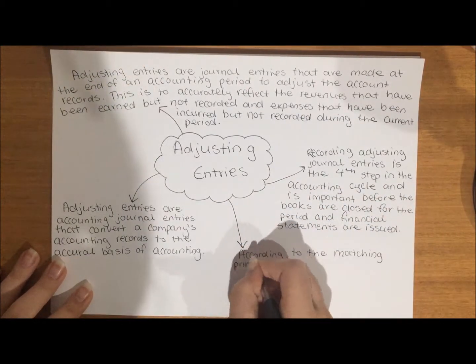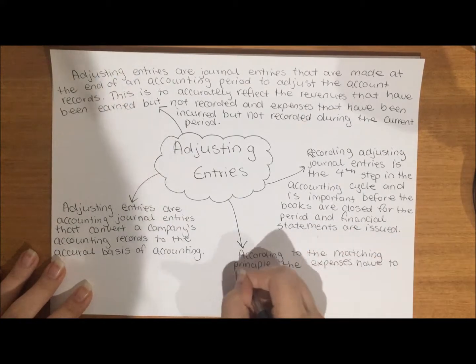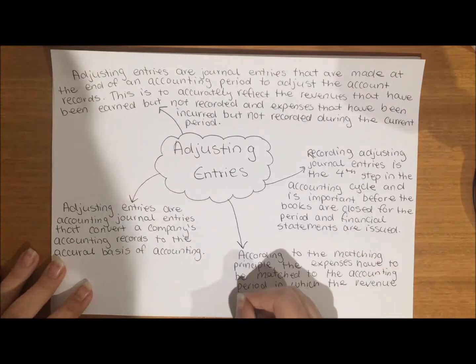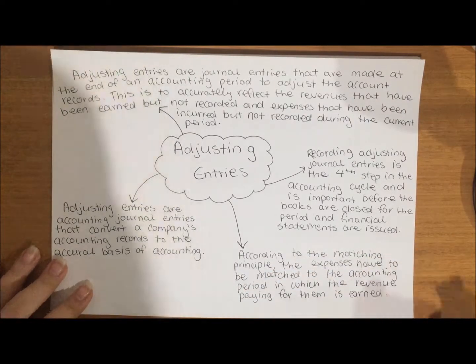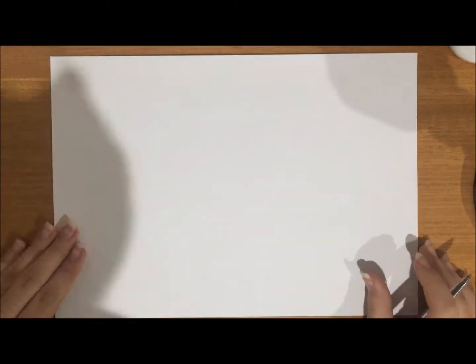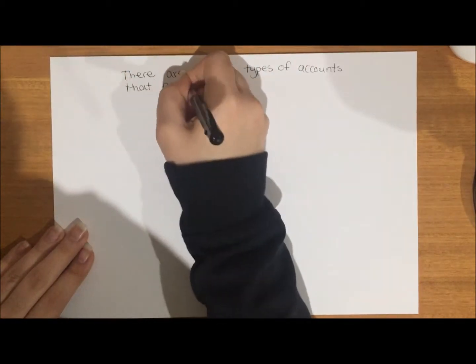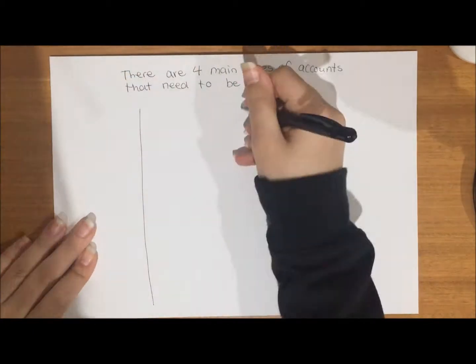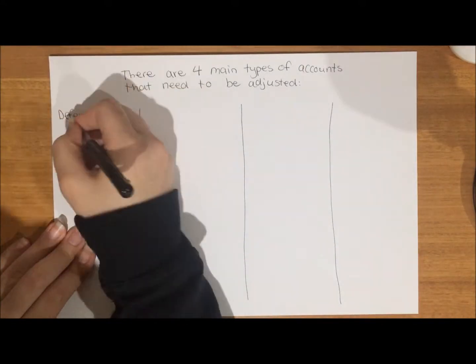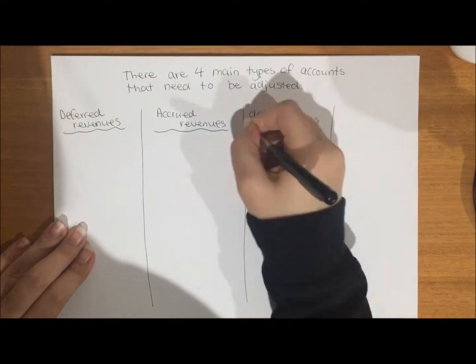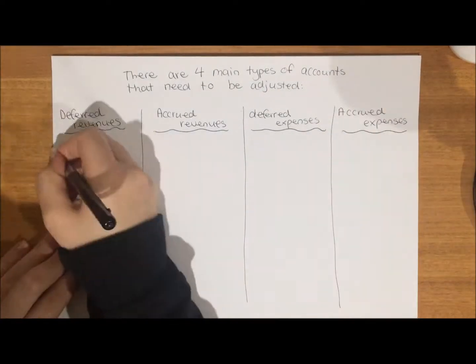According to the matching principle, the expenses have to be matched to the accounting period in which the revenue paying for them is earned. There are four main types of accounts that need to be adjusted: deferred revenues, accrued revenues, deferred expenses, and accrued expenses.